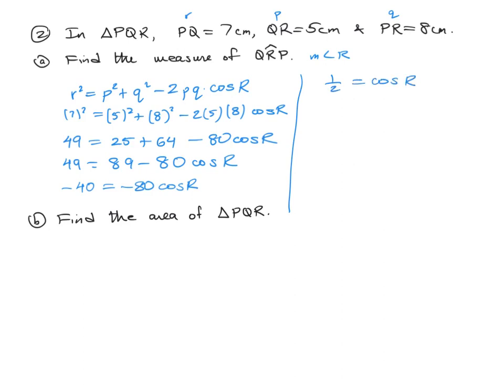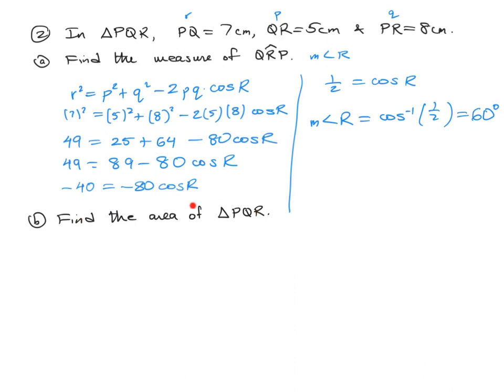And now I can use the cosine inverse. So the measure of angle r is going to be cosine inverse of a half. When I plug that into my calculator, I get exactly 60 degrees. And so that's my answer. The measure of angle QRP is 60 degrees exactly. And there was no rounding required, so I don't have to worry about the 3 sig figs.